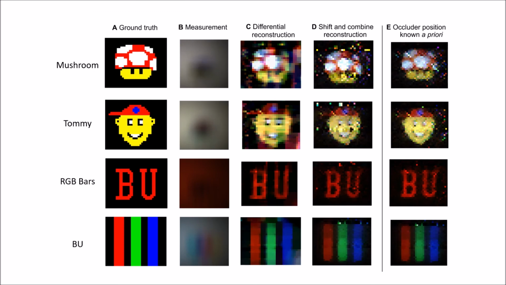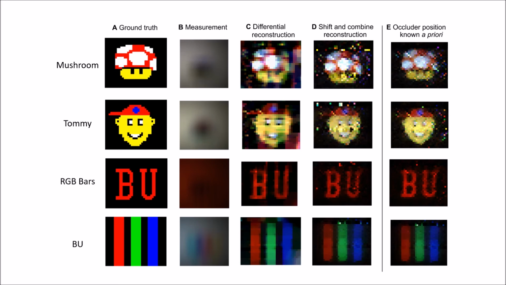Presented here are a number of reconstructions achieved in the scene described. Column A shows the ground truth image displayed on the monitor, and column B shows the camera measurement that was acquired. Column C shows the result of the reconstruction algorithm following the occluder position estimation. Column D shows the reconstruction achievable with a different algorithm which combines various shifted reconstructions formed using transport matrices where the assumed occluder position is varied. Lastly, column E shows the reconstruction achieved if the occluder position is known a priori and not estimated.